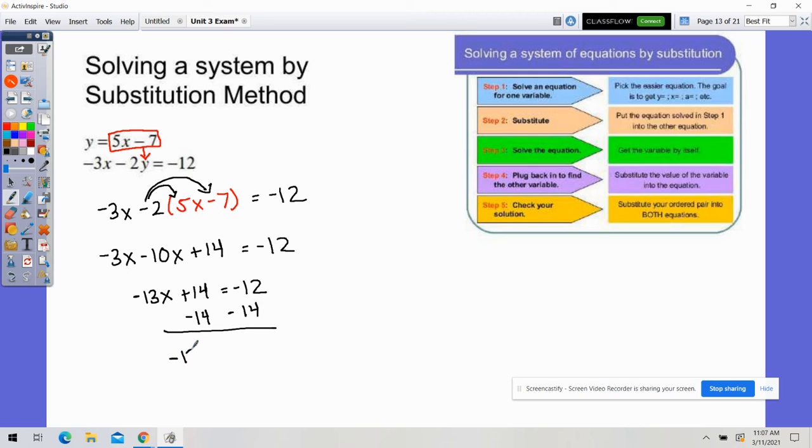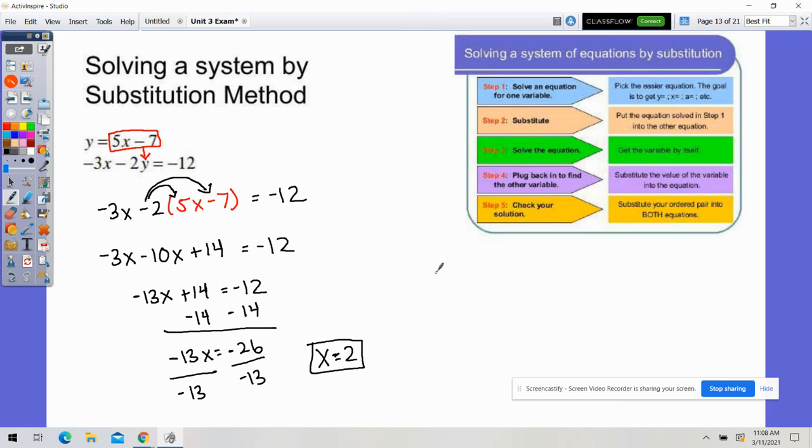We get negative 13x equals, now be careful, use your calculator if you need it. Negative 12 minus 14 is negative 26. Then you divide by negative 13 on both sides. Negative 26 divided by negative 13, x equals positive 2.